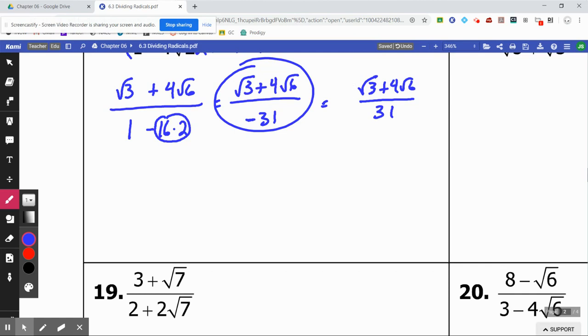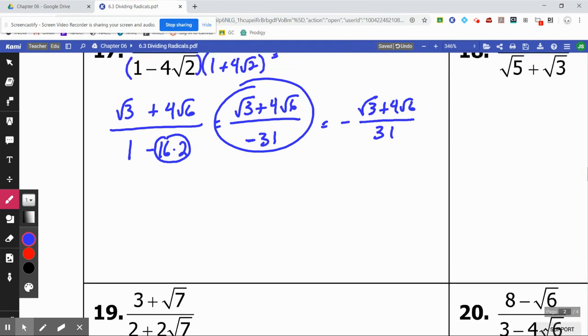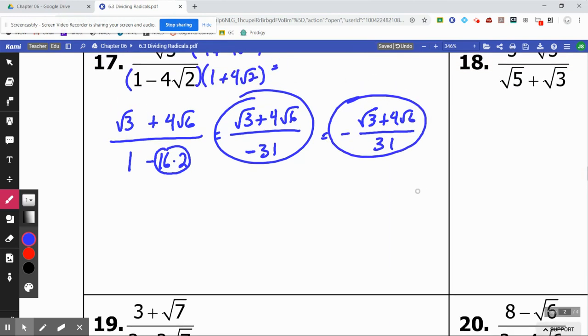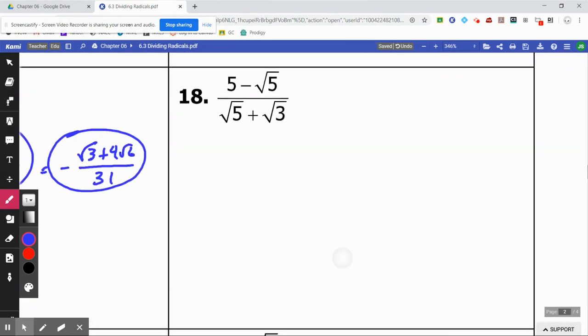If you're going to place it on top, since the top is a binomial, that means the whole top would be negative, so you would have to put parentheses. So you can place it out front, no problem, or you can place it on bottom, but since it's a binomial on top, make sure that you put it in parentheses before you place it on top. The conjugate here would be root 5 minus root 3, so multiply top and bottom by that.